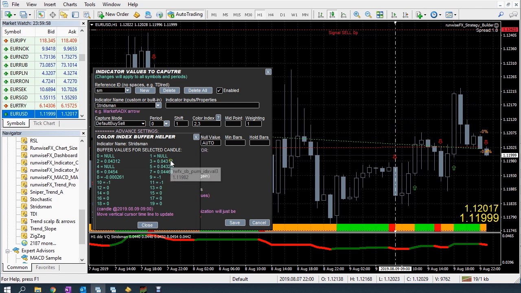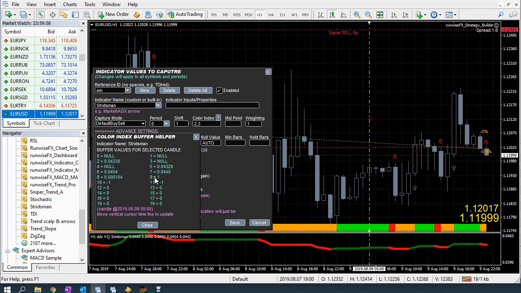What's actually happening is this indicator is always displaying green, but it's putting the red on top. So really what we need to do is just look at this red colour index 3, because this is the one that's changing. If we go to green, 3 is on a null. So this is what you do with this index helper. You just see what is changing. That's going to give you what you need.